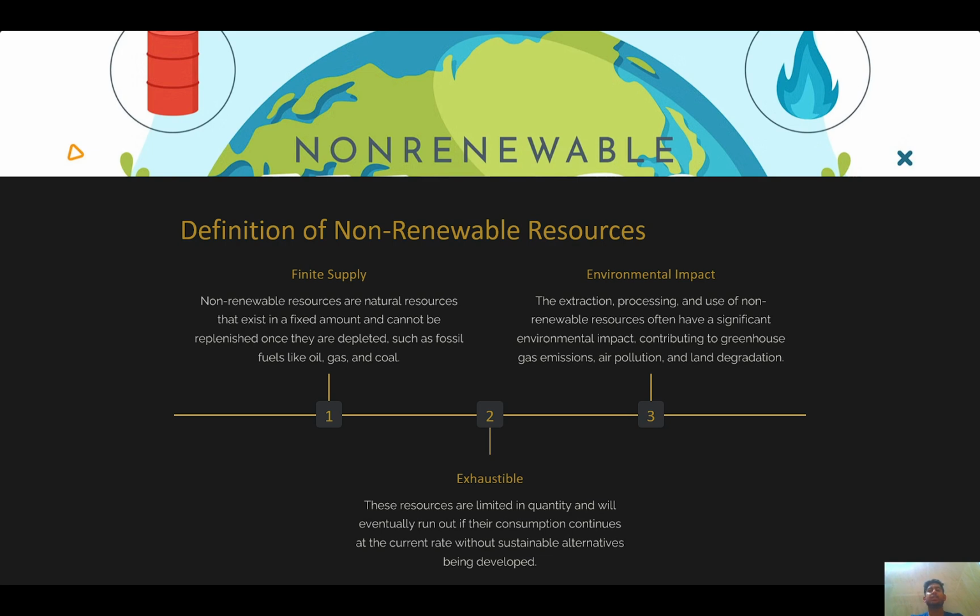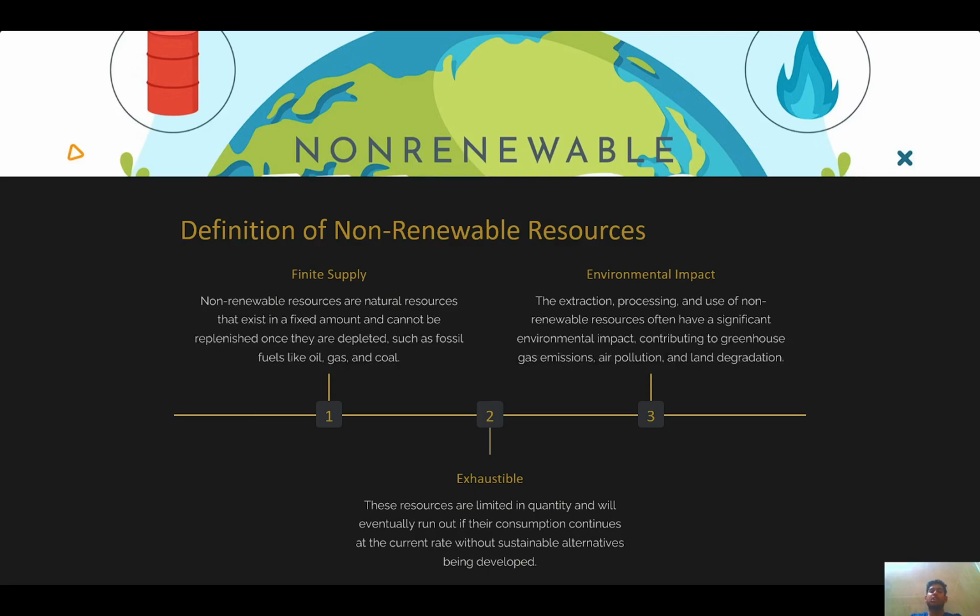Let's see what non-renewable resources are. Here also, compared to renewable, there are three major words called finite supply, environmental impact, and exhaustible. Let's see one by one. Finite supply. Non-renewable resources are natural resources that exist in a fixed amount and cannot be replenished once they are depleted, such as fossil fuels like oil, gas, and coal.